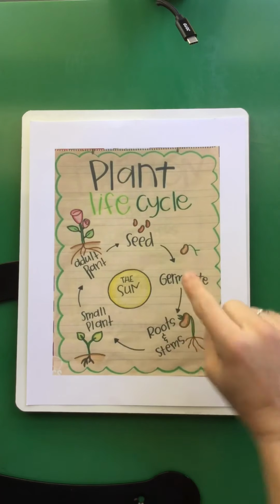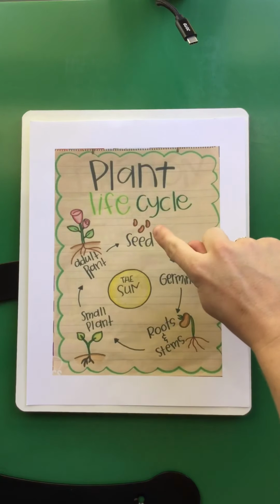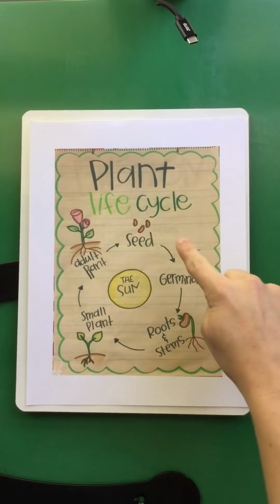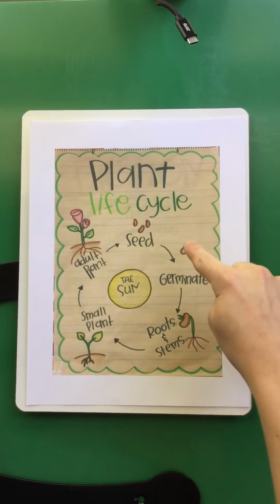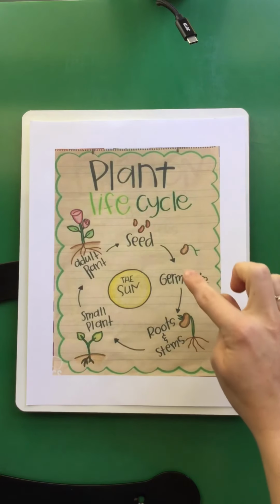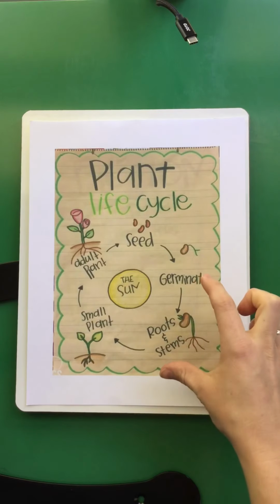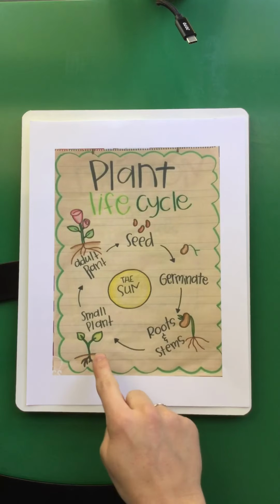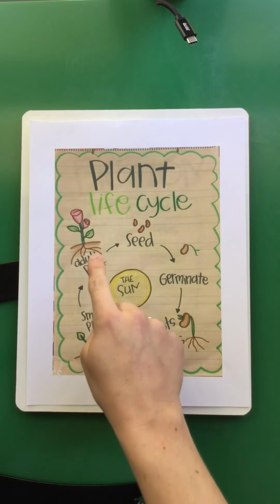Okay, so you start off with your seed. And your seed, once it has the water and the sunlight and the soil or whatever that it needs, it's going to germinate. What that means is it starts to sprout its little roots and things. Then it starts to grow its roots and its stems even bigger. And then it turns into a small plant, so you can't see that seed anymore. And then it grows into an adult plant.